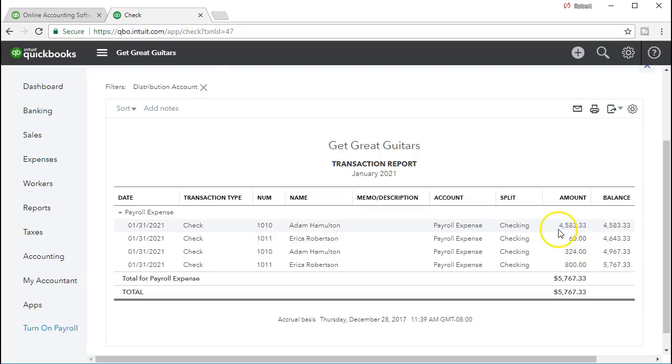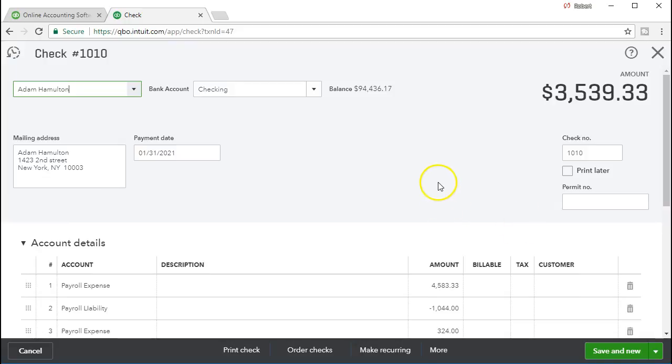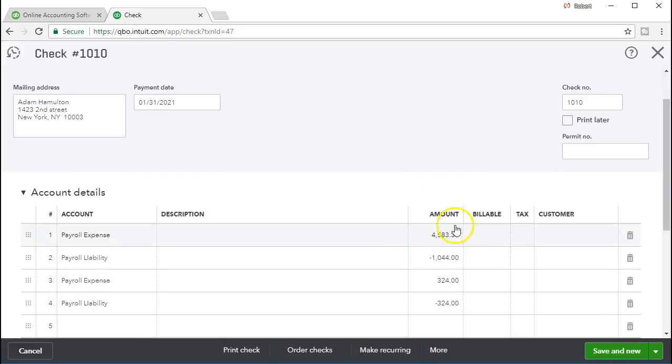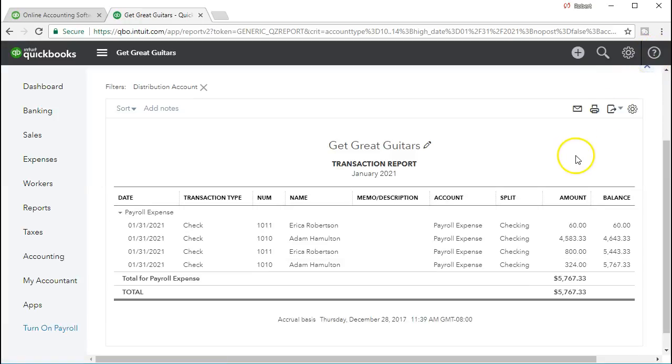So if we select this item, 4583, that's the full amount that was earned. And this amount that's going into payroll expense is really our payroll taxes that we put in. So if we close that back out, those are going to be our 2 items there.